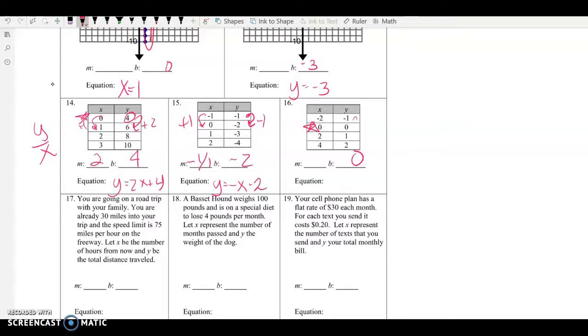This next one, change in y, what's happening? Well, they're going up by 1. Change in x, what's happening? Well, they're going up by 2. So my change in y over my change in x was 1 over 2. Y equals 1/2 x. All right.